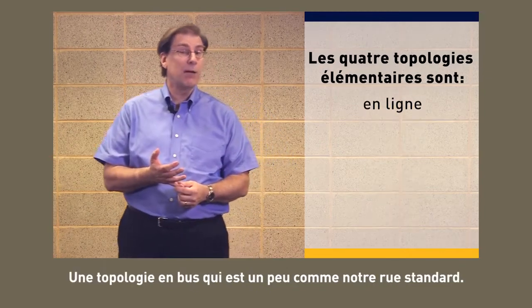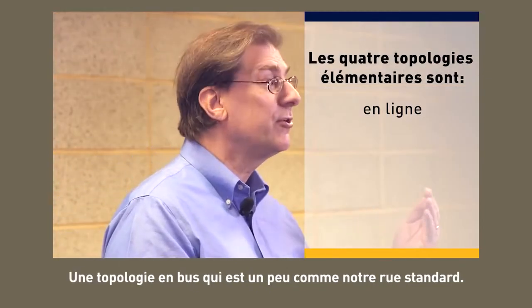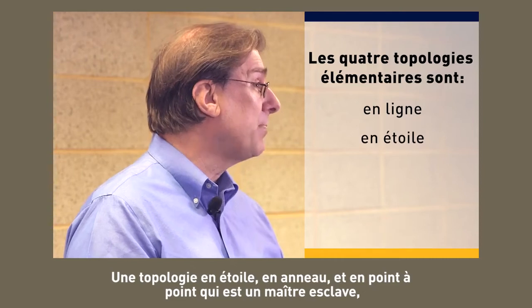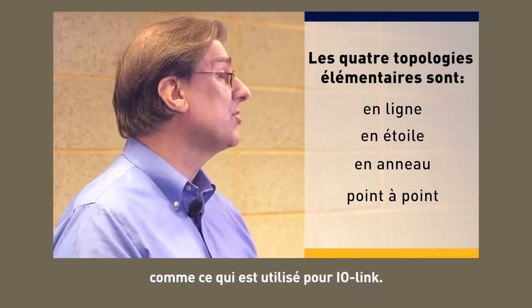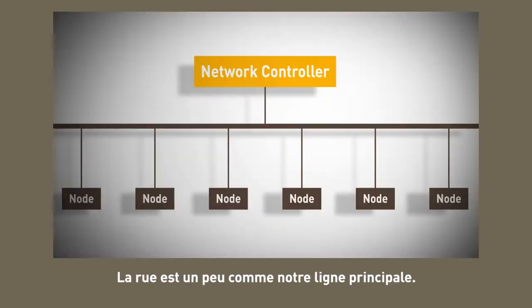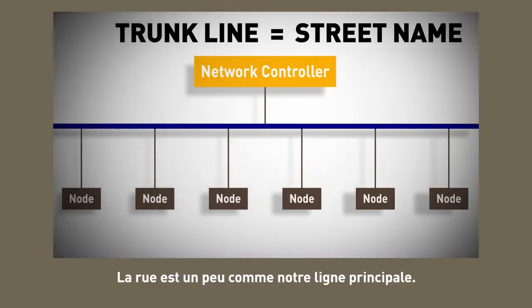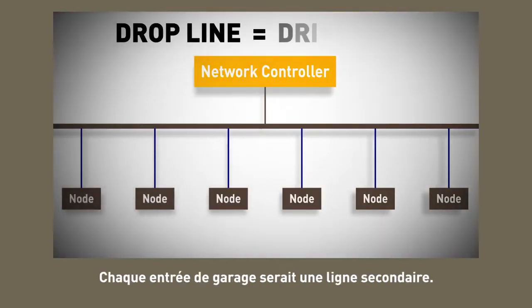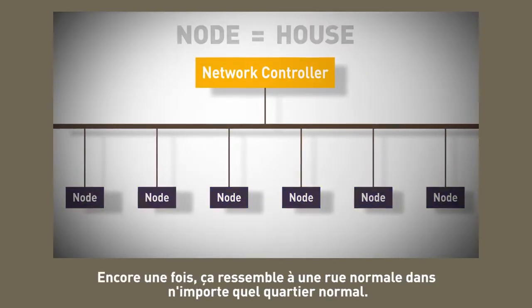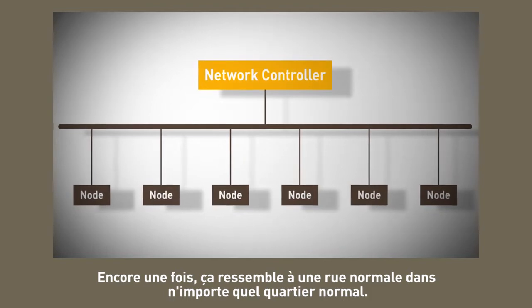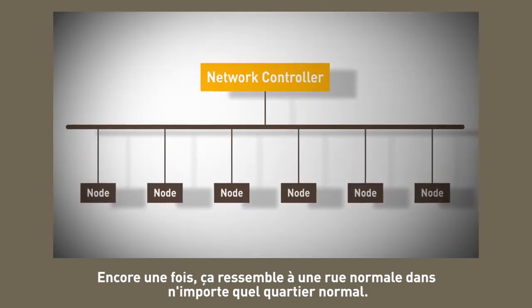A linear trunk and drop is just sort of like our standard street address. A star topology, ring, and a point-to-point, which is a master-slave, which is like used for I/O-Link. The street would be called sort of like our trunk line. Each driveway would be a drop line, and each node would be a house. So again, this looks just like a standard street that you'd have in any normal neighborhood.